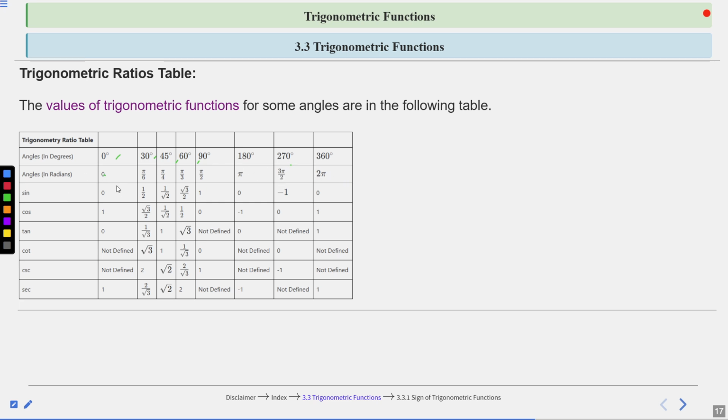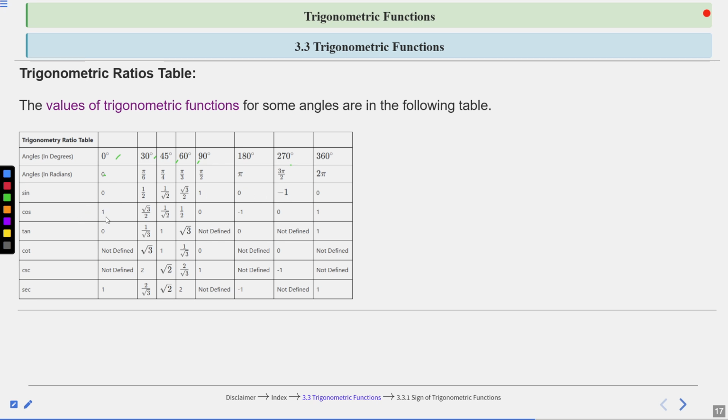Now sine 0 is basically 0. Sine 30 degrees is 1 by 2. Sine 45 degrees is 1 by root 2. Sine 60 degrees is root 3 by 2. Sine 90 degrees is 1. Sine 180 degrees is 0. Sine 270 degrees is minus 1. Sine 360 degrees is 0. So these are the sine values of the angles. You need to remember this.